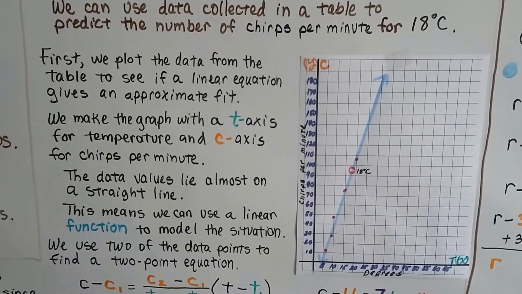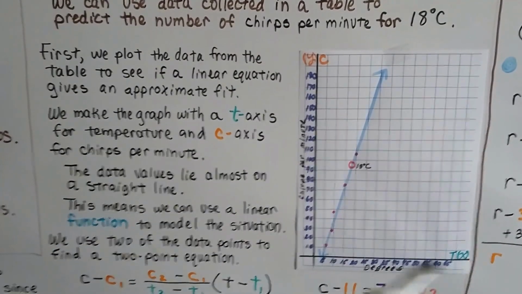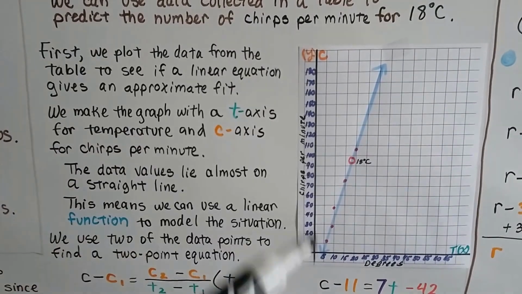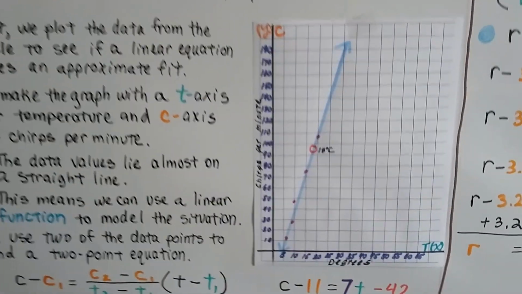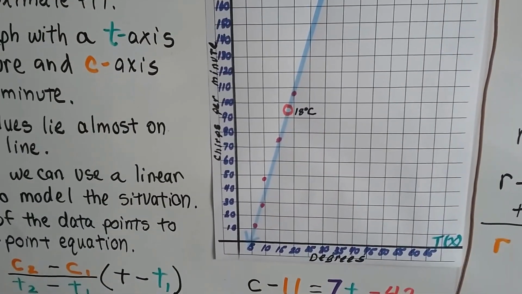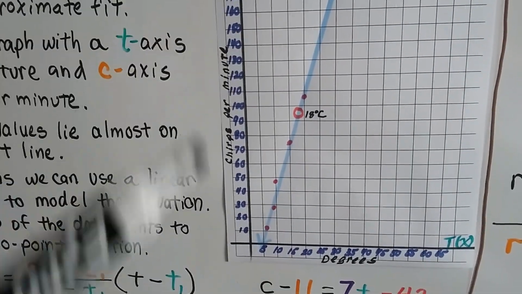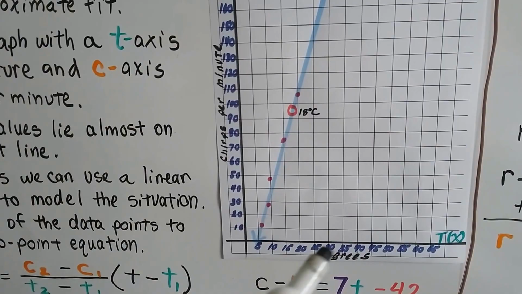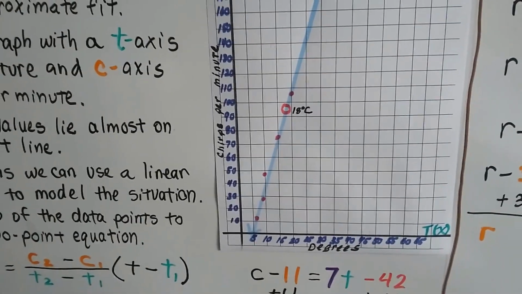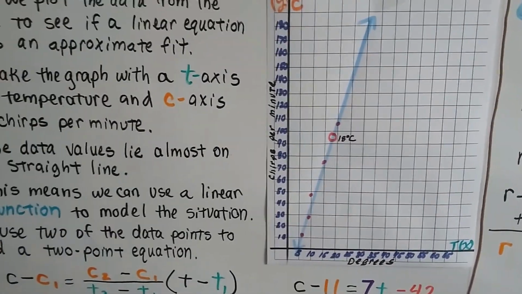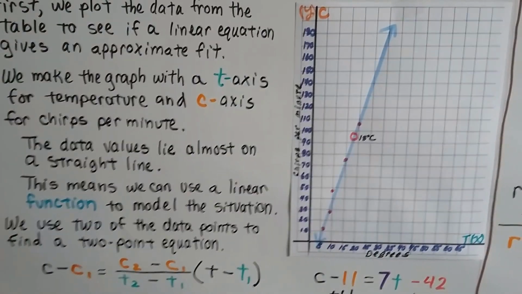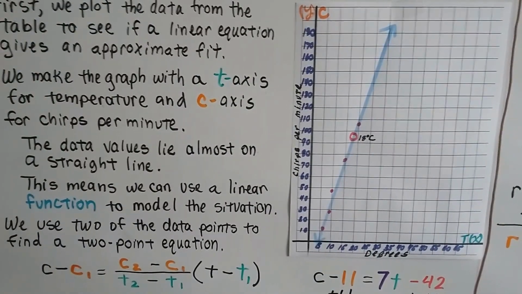We make the graph with a t-axis for temperature, going this way, and a c-axis for the chirps per minute. I'll show you a closer view of this. So the chirps per minute are going in increments of 10, and the degrees are going in increments of 5 along here for temperature. The data values lie almost on a straight line, don't they?